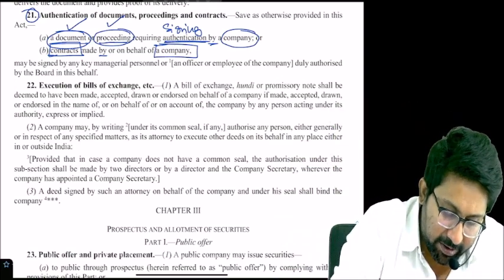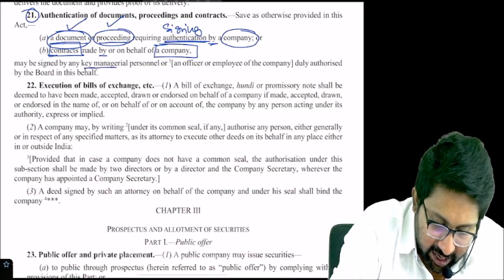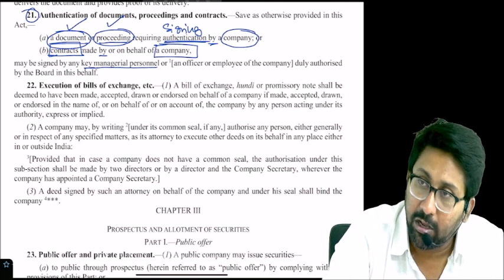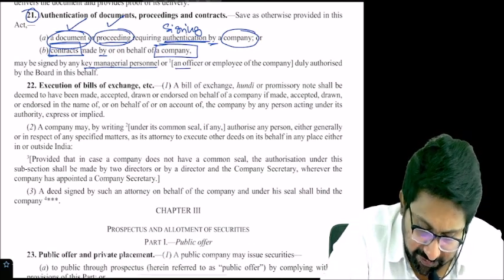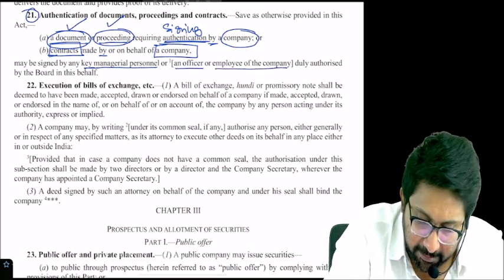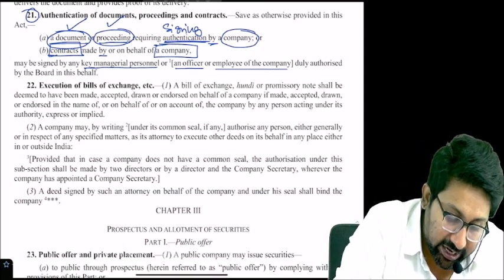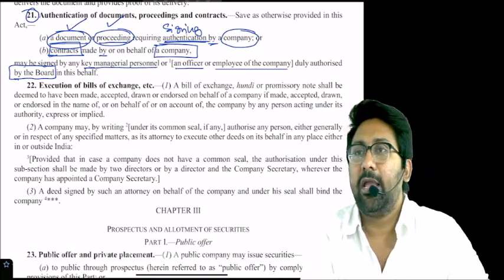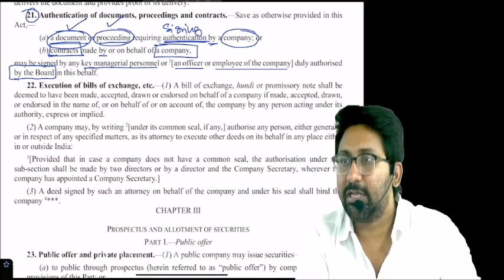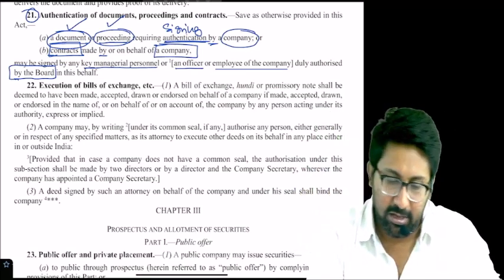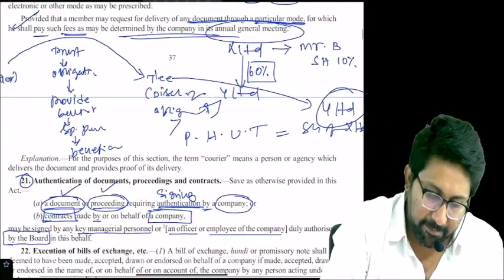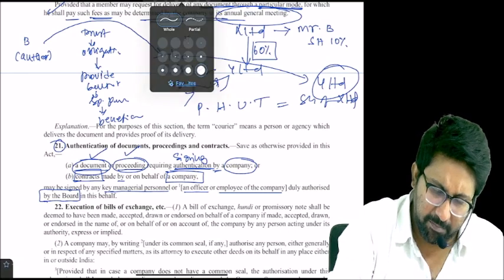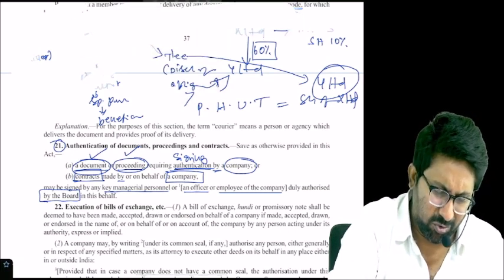May be signed by, start, KMP. What is KMP? Key Managerial Personnel. Or an officer or employee of the company duly authorized by the board in this behalf. Means either the KMP has to sign. Sir, who is a KMP? The question will arise or not? Write down there, I will tell you the list of KMPs. In audit also it will come. In one or two situations it will come.